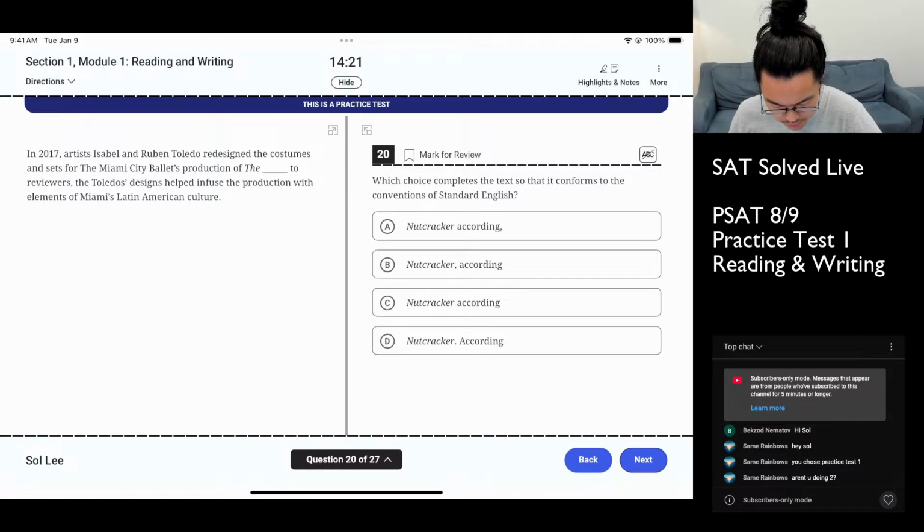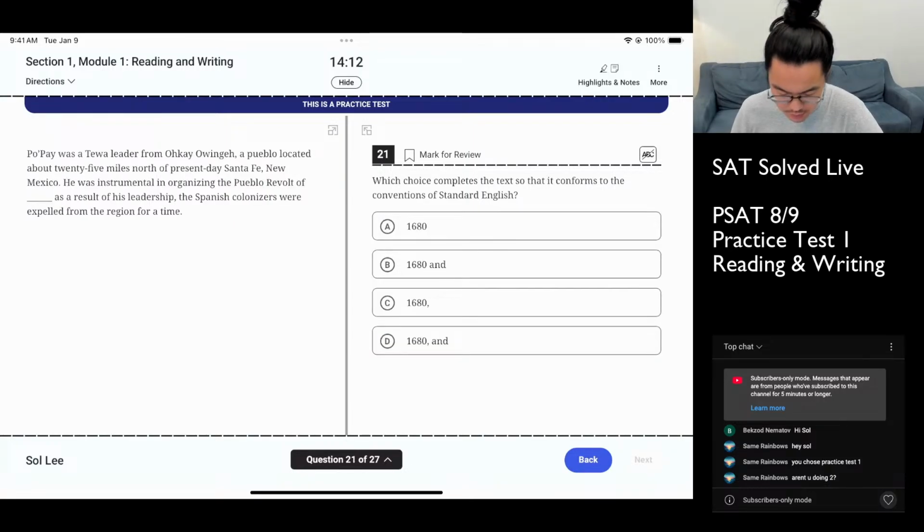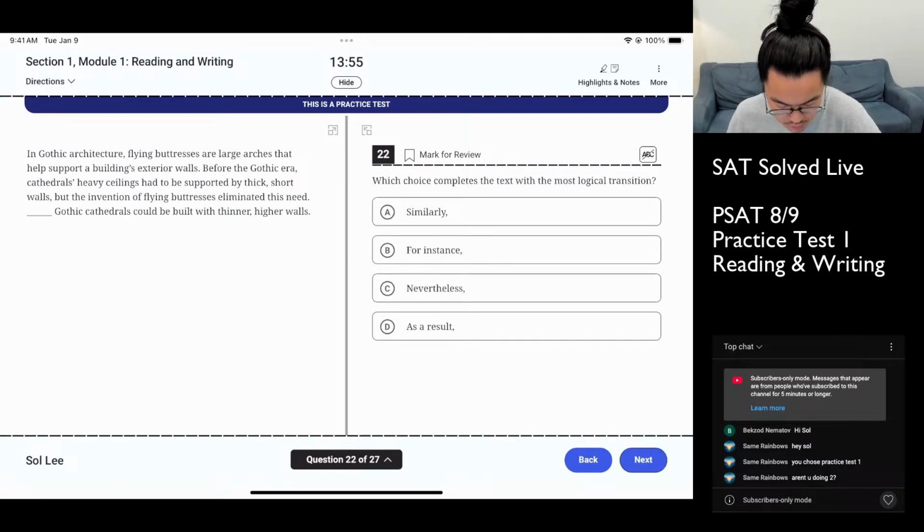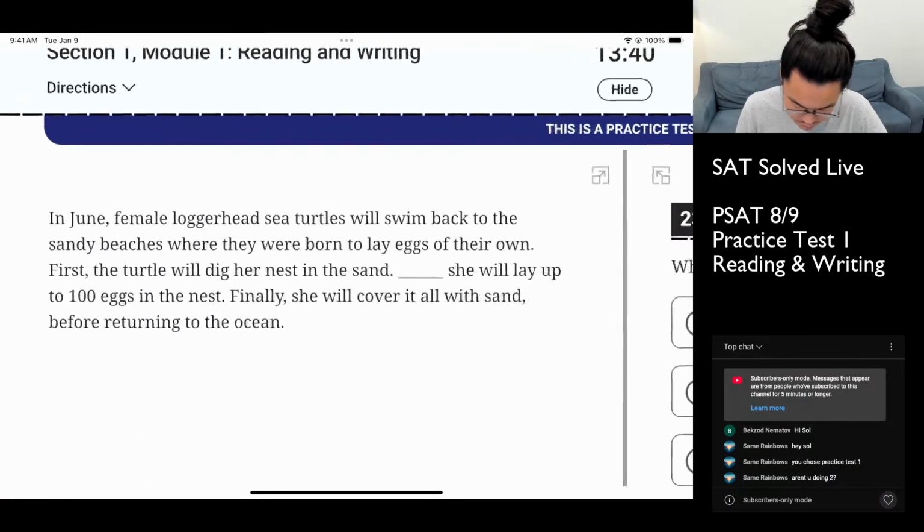Riz designed the costumes and sets for the Miami City Ballet's Nutcracker. Sounds like a sentence. According to reviewers, helped infuse. Correct, two different sentences. Pope was a Tewa leader from Ohkay Owingeh. He was instrumental in organizing the Pueblo Revolt of 1680. And as a result, two independent clauses. Got it. All right. In Gothic architecture, flying buttresses are large arches. The ceilings were supported by these short walls. As a result, higher, thinner, higher. Yep. Exactly my prediction there.